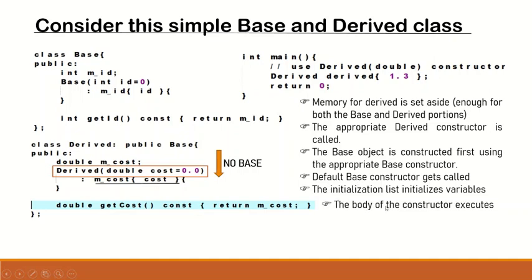Finally, the body of the constructor gets executed and control returns to the main method. So I hope you get the idea of how the base class part of the derived object gets initialized in this example, and how the derived class constructor uses its initializer list to initialize the derived class data member. We will continue this lecture in the next video. I hope you understand the basic part here.